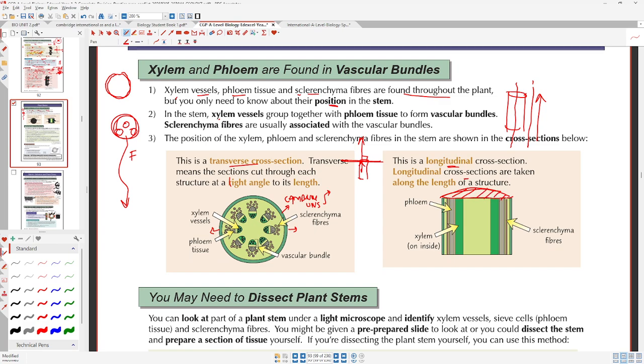Okay, so now what are we seeing here? Okay, so we've cut it twice actually. Well, no. We're seeing one vascular bundle here and one vascular bundle here, and so we're seeing the xylem on the inside, the phloem in the middle, and the sclerenchyma in between, on the outside. So sclerenchyma, phloem, xylem. Okay.